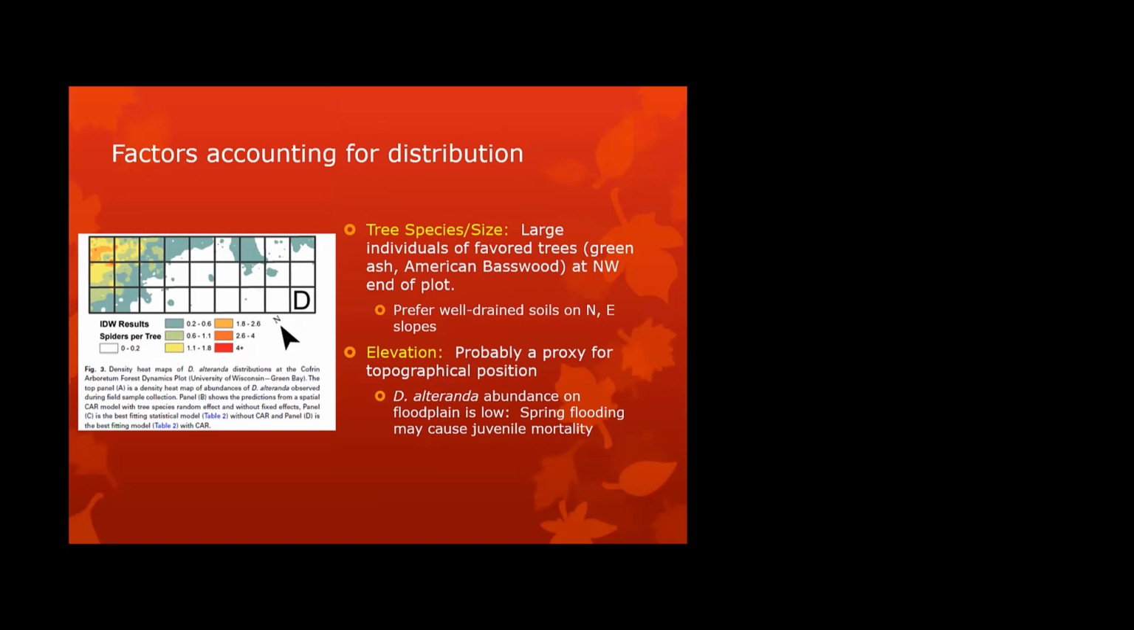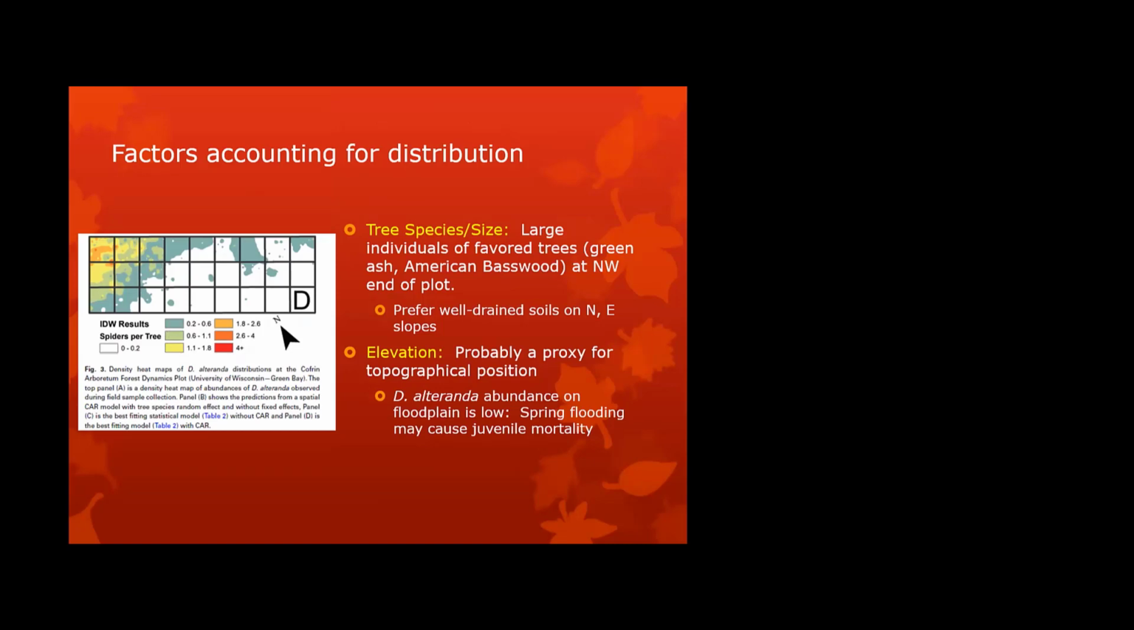Lastly, I wanted to look at factors that accounted for the distribution that we see on this plot. First of all, you see that a lot of the spiders are caught in the northwest corner of the plot. This is where large individuals of Drapetisca's favorite trees grew. There's a bunch of big green ash and American basswood, and those species prefer well-drained soils on north and east facing slopes. So that's where they were in our plot.